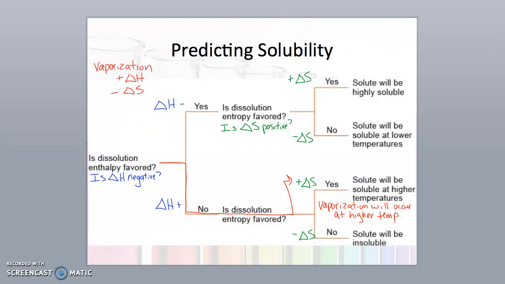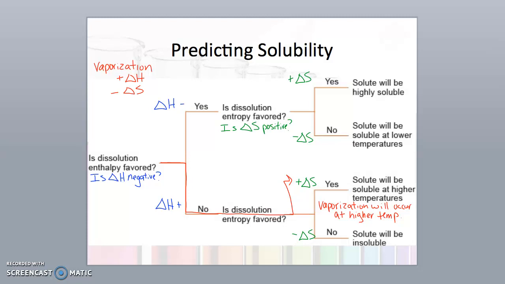We can look at this predicting solubility chart and ask ourselves, okay, is our dissolution enthalpy favored? That means, does it have a negative delta H? That would be favored by enthalpy. Well, if it does, and it has a positive delta S, or a positive entropy, we can say with certainty that the solute will be soluble. Now, if it isn't enthalpy favored and it's not entropy favored, this is the other end of the chart, then it's not going to be soluble. But when we're favored for one and not the other, then we have a temperature component.